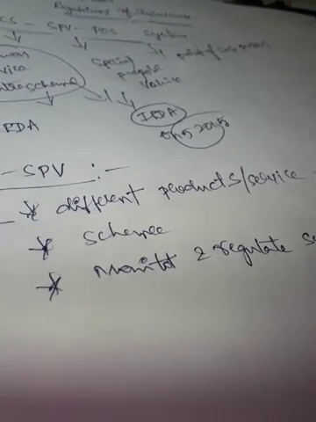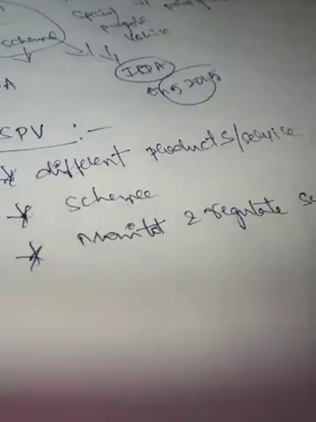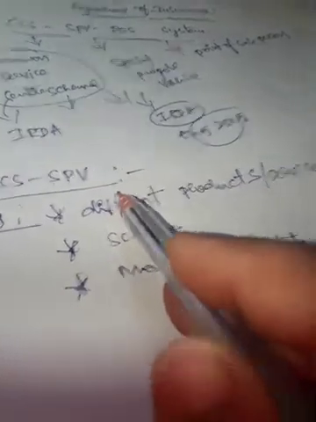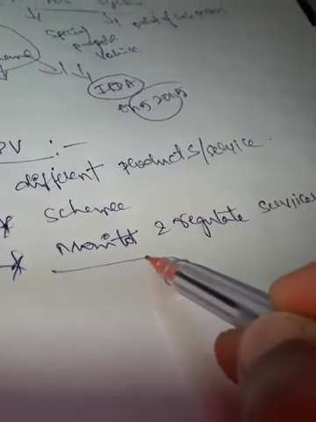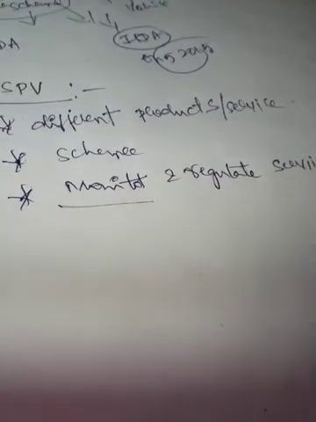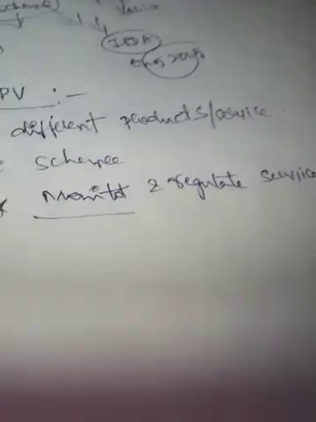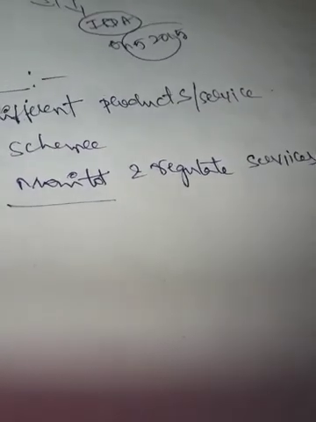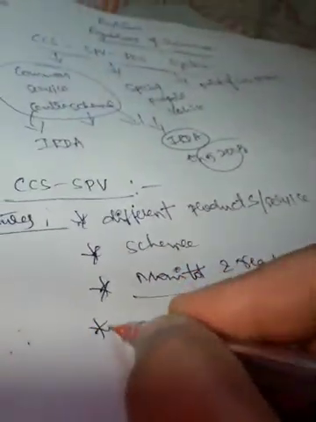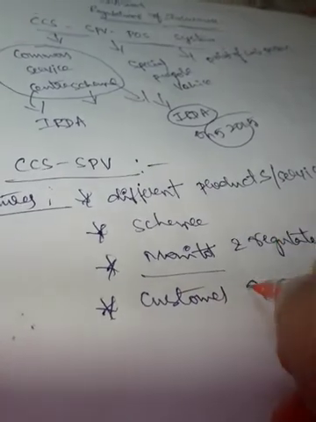So within a framework, that means with the help of the state governments and the central government only, the CCS or SPV system will work. It will work like a monitoring network, and it will regulate all the insurance services which are needed for the help of the central and state governments. We can also call this CCS and SPV system a customer grievance handling procedure.